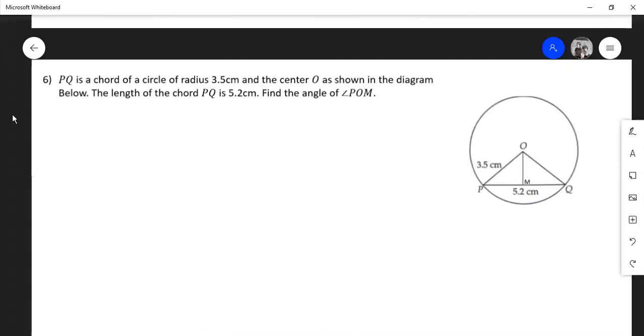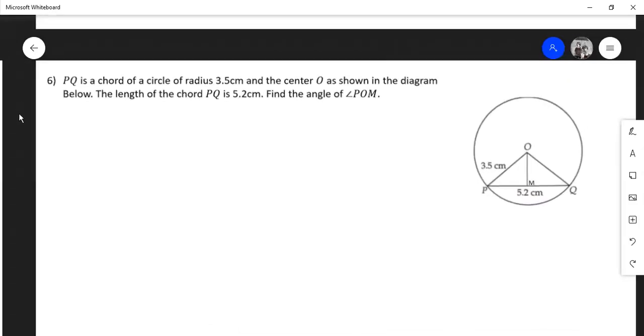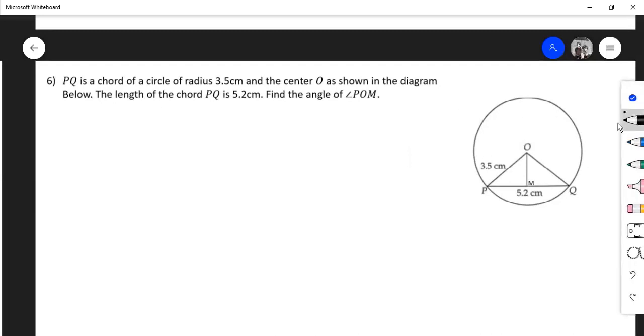Okay, probably we can do this question. This question is not really that hard, but it's a bit challenging. Before I even start, I'll show you a trick. This is definitely 90 degrees. There's no doubt about that. So this thing is 90 degrees over there. What they want you to find is angle POM, this little angle up there.